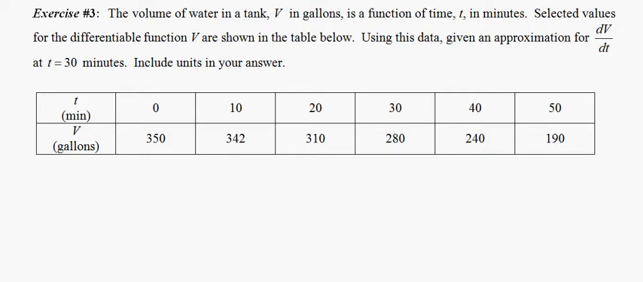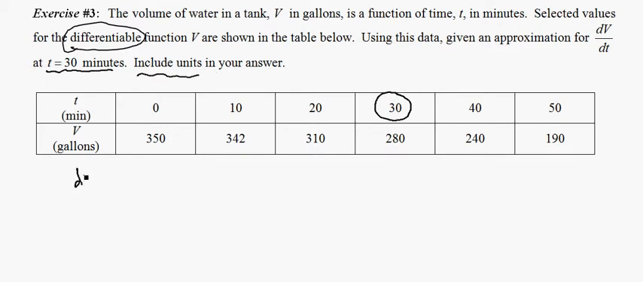It says selected values of the differentiable function V are shown in the table below. Just a little comment. When you see a comment that says that a function is differentiable, what that means is that its derivative exists everywhere within the domain of the function. So it says using this data, give an approximation for dV/dt at t equals 30 minutes. Alright, so we want to try to figure out an approximation of the derivative of the function right there, and we want to include units in our answer.